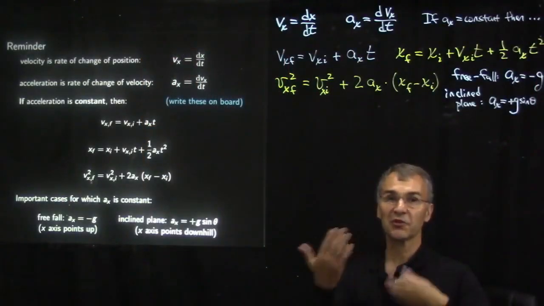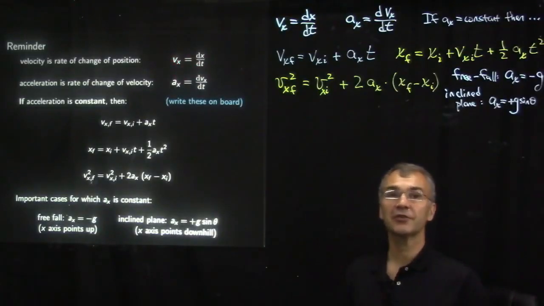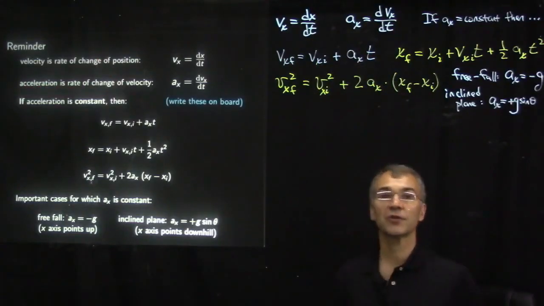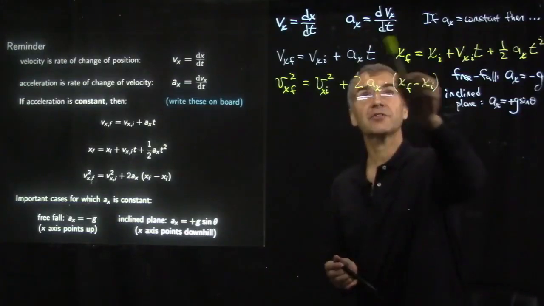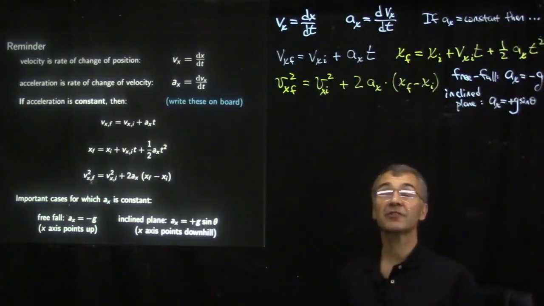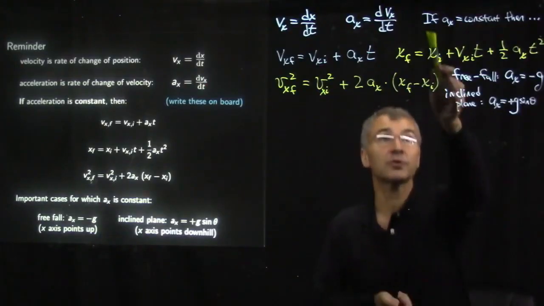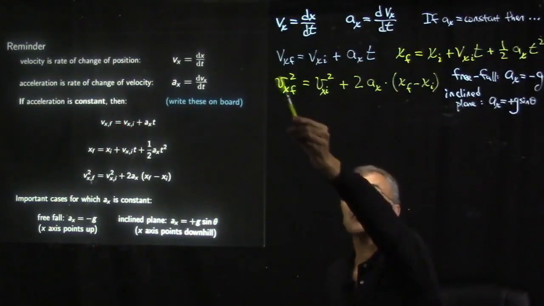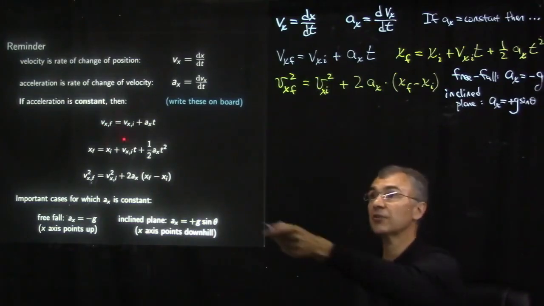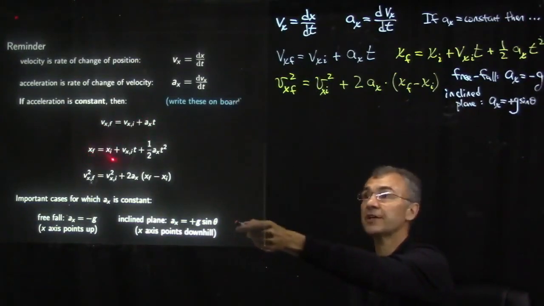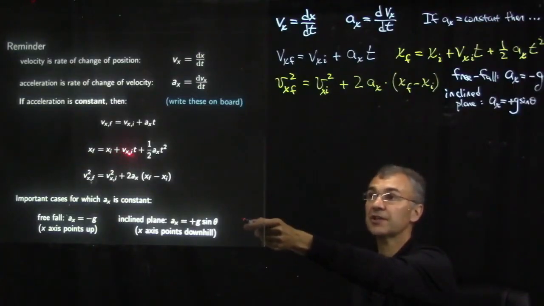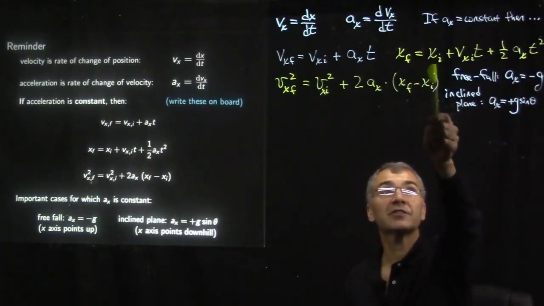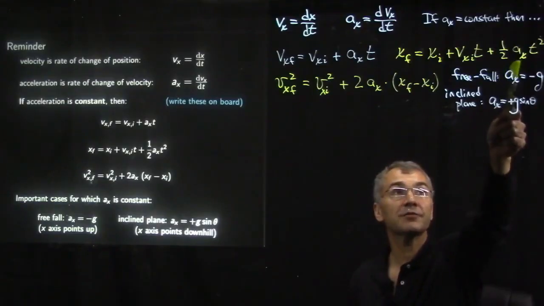Let's sum up the results to date. Velocity is the rate of change of position, so v sub x is dx by dt. Acceleration is the rate of change of velocity, so a sub x is dv sub x by dt. If acceleration is constant, in one dimension, so if the acceleration in the x dimension is constant, then we can work out, using a little bit of math, that vx final equals vx initial plus a sub x times time. And x final is x initial plus vx initial t plus 1/2 a sub x t squared.